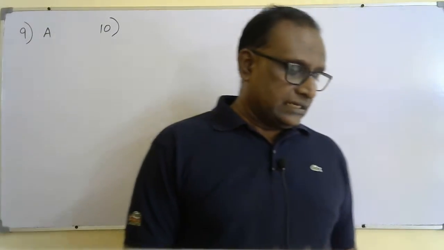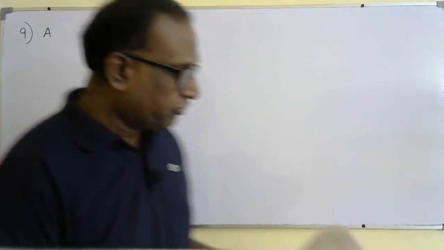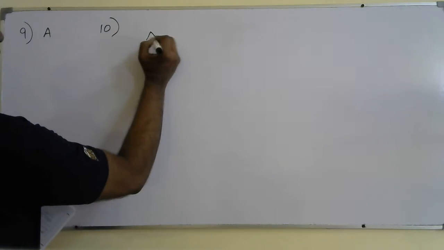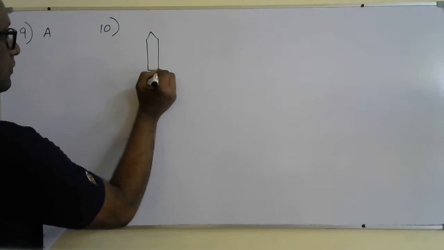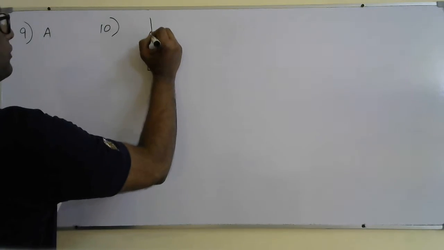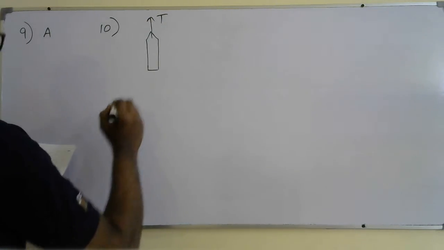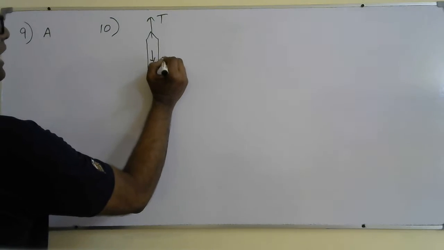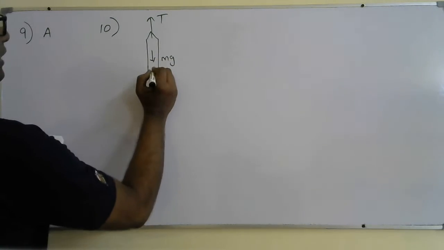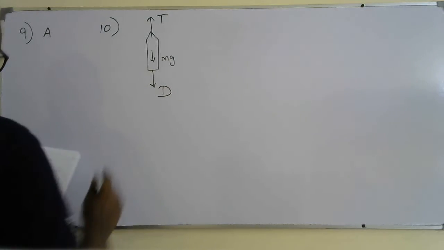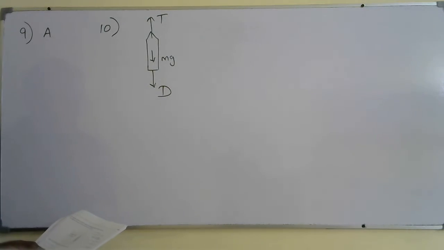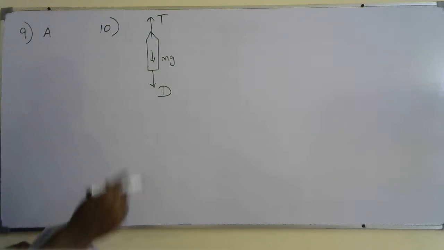Okay, question number 10. A diagram of a rocket is given. The forces acting on the rocket are shown. There is a thrust in the upward direction, and also the weight of the rocket, mg, and also the drag force, D. The rocket has mass m and is accelerating upwards with acceleration a. The diagram represents the forces acting on the rocket. Which of the following equations gives the value of D?